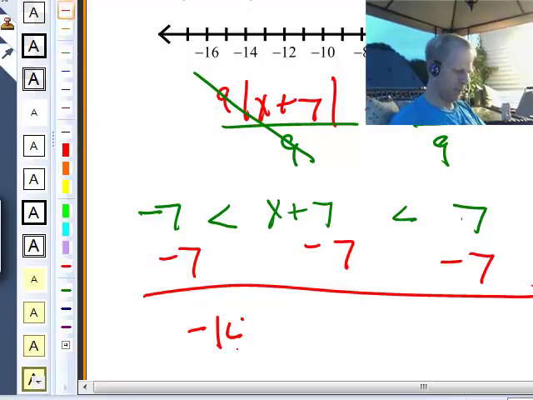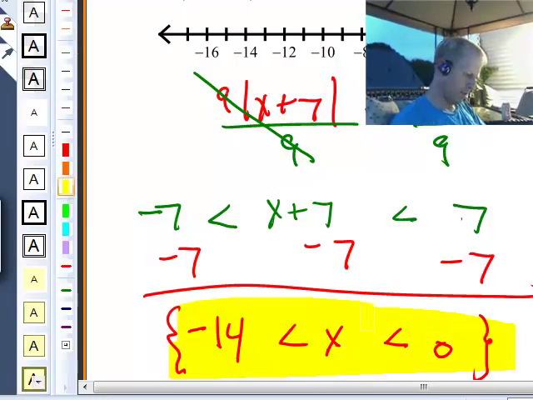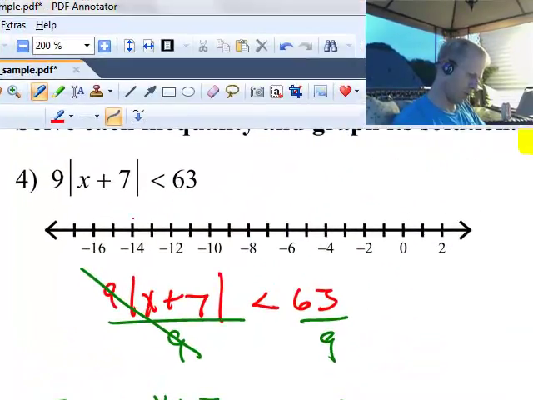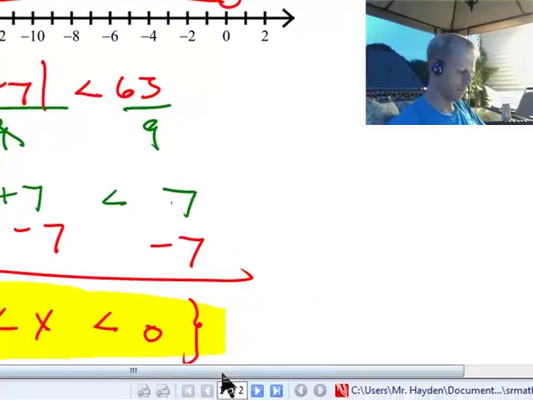Okay. So this gives me negative 14 in between x and 0. And that's my solution. And I just need to graph it. So, let's see, I have less than symbols, so negative 14, 0, and connect them with a line segment.